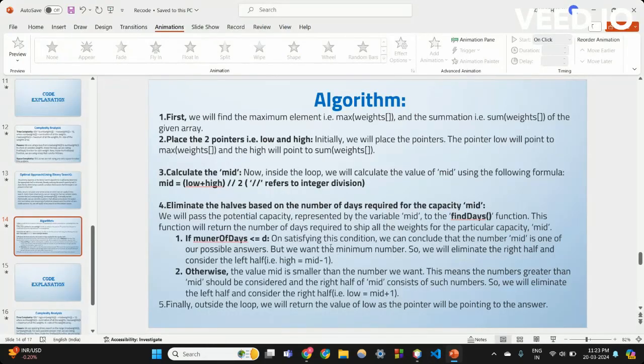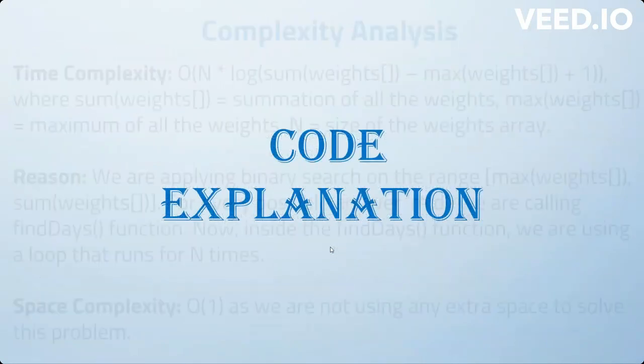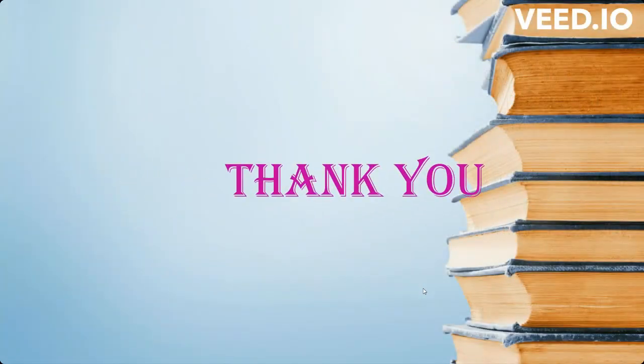So this is the algorithm. You can have a look at this. This is the same as what we explained. As we discussed, the time complexity will be order of n into log of sum of weights minus maximum weight, because this is the range we give. We assume this to be approximately n, so it will be order of n log n, which is more optimized than the brute force solution we saw before, which is order of n squared. And space complexity is order of n, since we haven't used any extra space. Thank you, hope you have understood this.